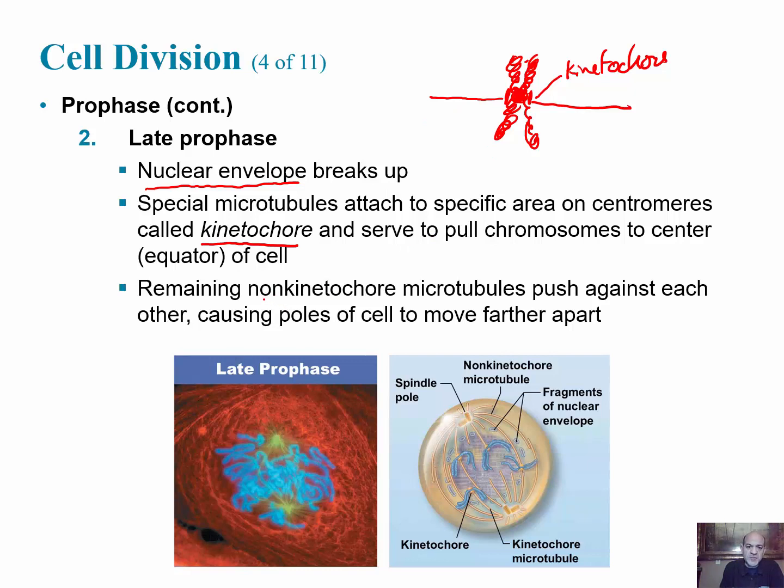There are going to be other microtubules in the spindle fiber. They're going to be called non-kinetochore microtubules, and those are going to be involved in pushing the two poles. So here's one pole right here, and here's the other pole. And you can see the non-kinetochore identified there. Sometimes they call them polar microtubules. And those are going to be involved in helping to stretch the cell out as the sister chromatids get ready to be pulled apart.